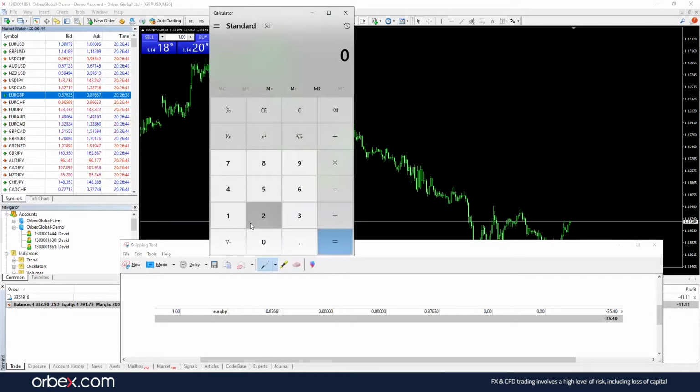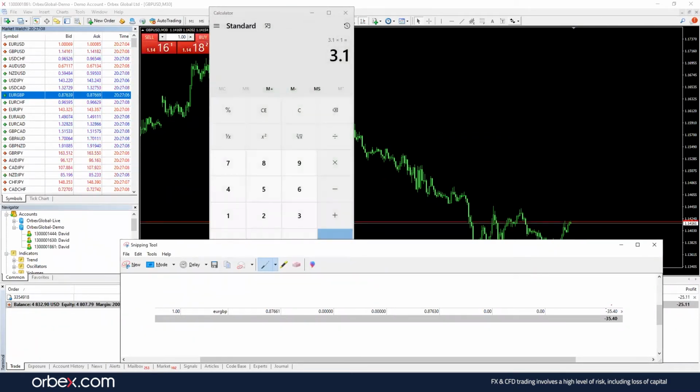So we've got 0.87661 minus 0.87630. So here, 3.1 pips. Okay, nice and easy. So 3.1 pips multiplied by 1, because that's our volume, equals 3.1. Now, as you can see here, the difference is 35.40, which is a very big difference. But why is this happening?